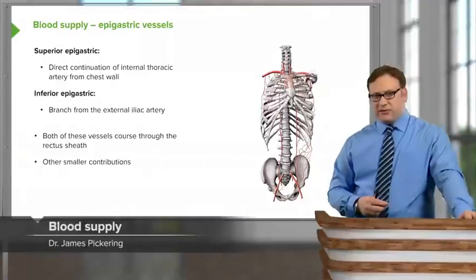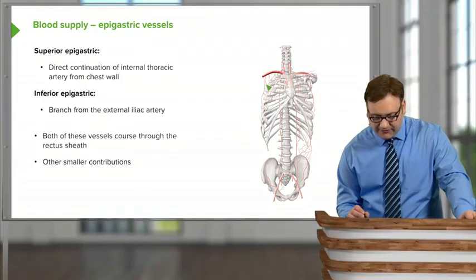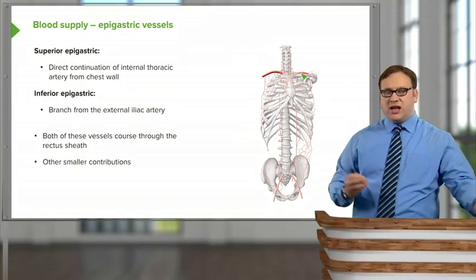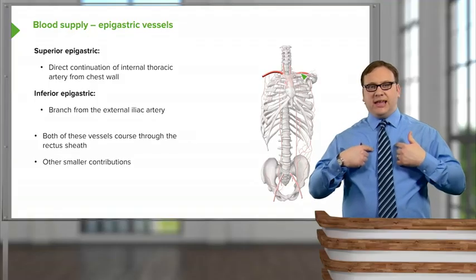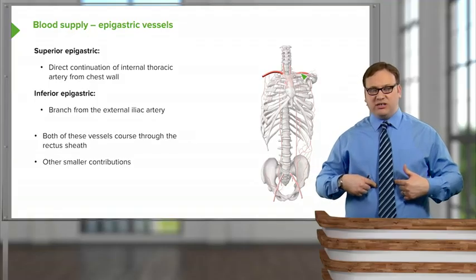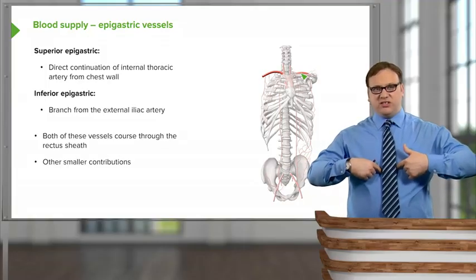If you're familiar with the thoracic cavity, then you'll be familiar with this diagram, because we can see here we have our two subclavian arteries, and running down from the subclavian artery we have two what are known as internal thoracic arteries. These two internal thoracic arteries run either side of the sternum.